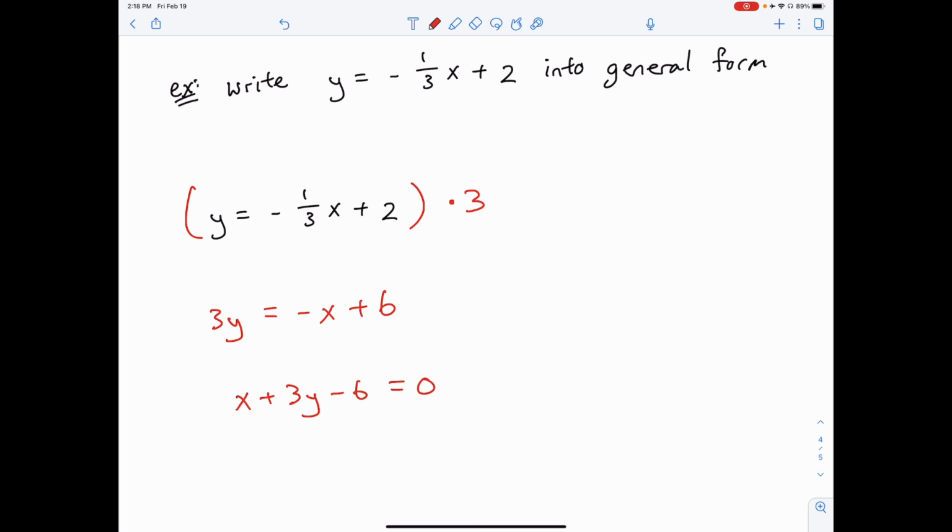I hope this video helped clarify the differences between all three types of linear equations. Do make sure to practice how to convert them from one to another. That basically requires a lot of algebra practice.